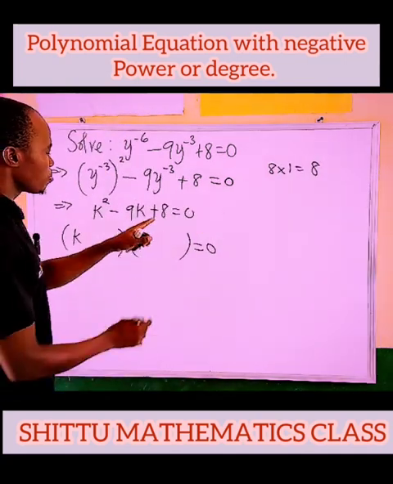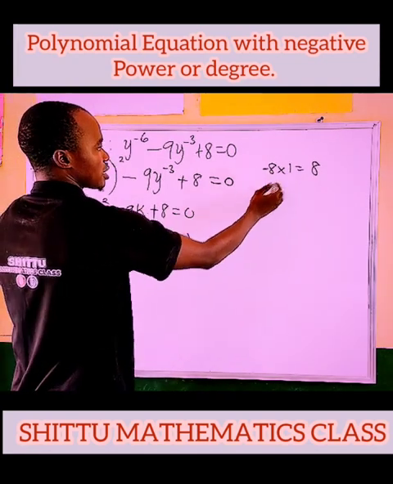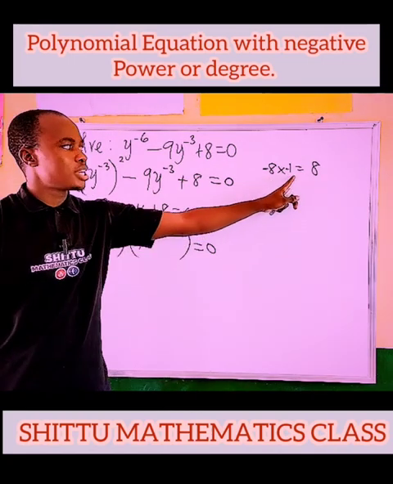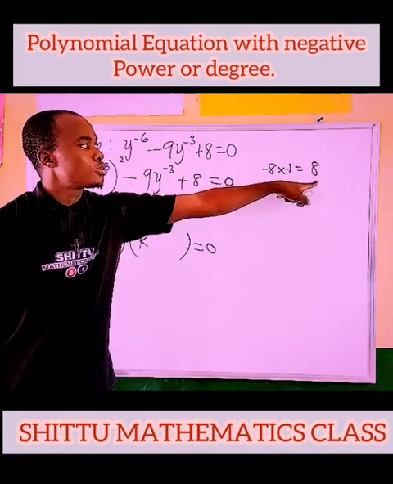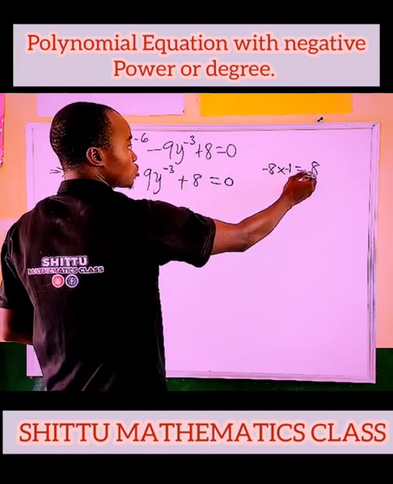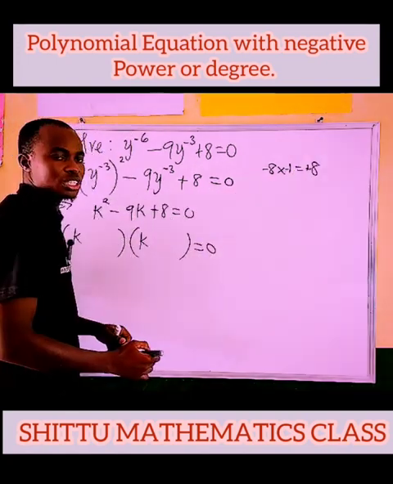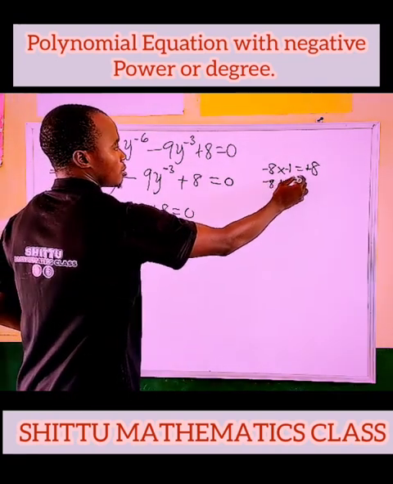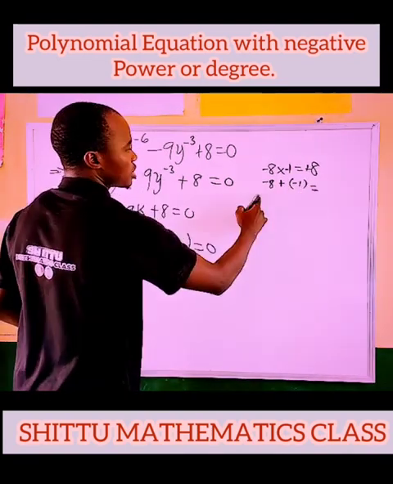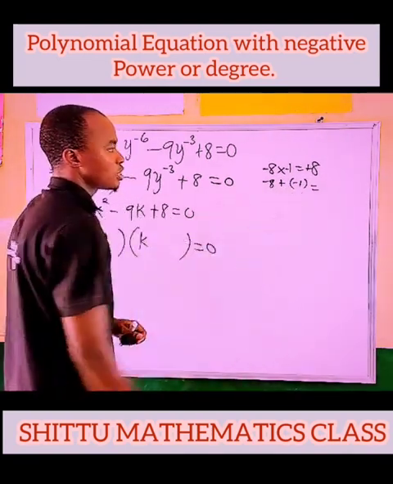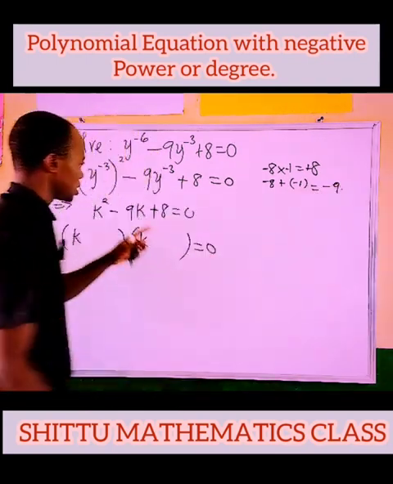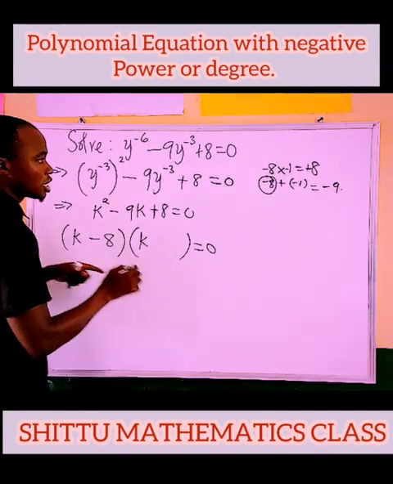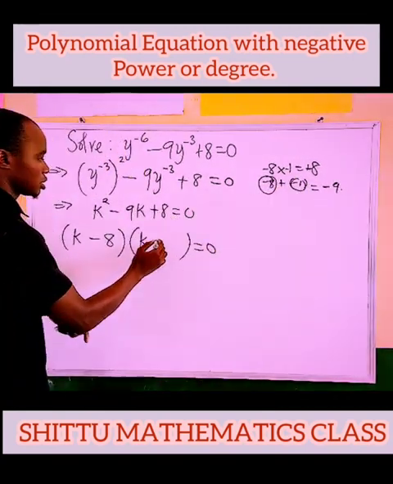If you put minus 8 here and minus 1 here, we see that minus 8 times minus 1 equals plus 8. That is multiplication. But when you have minus 8 plus minus 1, we are going to have minus 9, and that is what we have at the middle here. So therefore, we are going to pick minus 8 and minus 1.